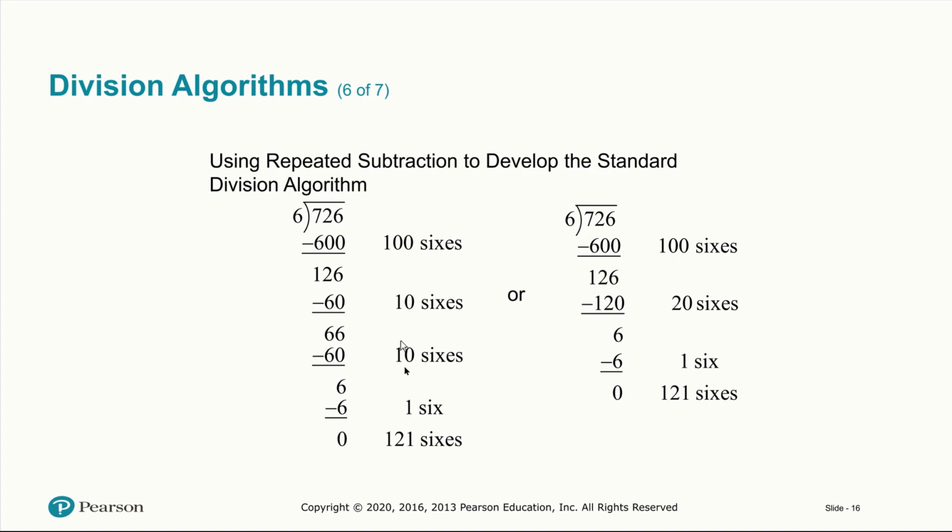Now, instead of doing these tens, at the point after we took the 600 off and were left with 126, we could have taken 20 sixes off, since we knew that 20 times 6 is 120, to make this a little bit quicker as an operation. And then we end up with 1 more, and that's how we get our 121. So both of these are working toward the standard division algorithm.